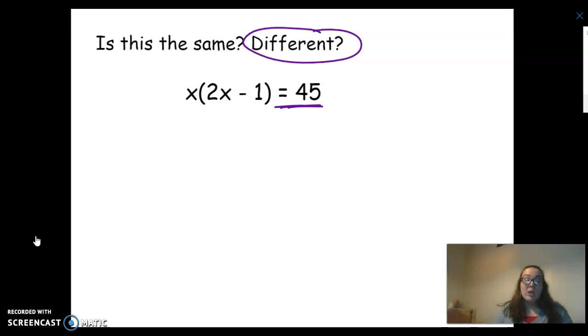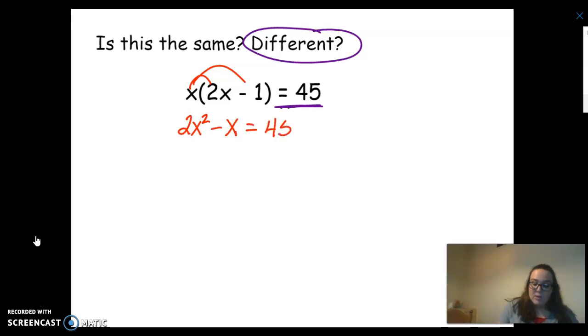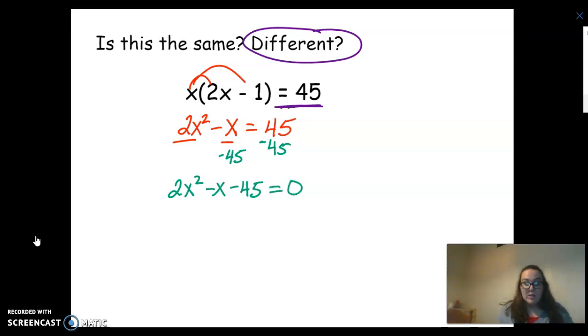Okay, so here's how we go about this question. I want to first distribute so that we have this, 2x squared minus x equals 45. Now we talked a little bit, and I'll talk more later, but if I have an x squared in the problem and an x in the problem, probably means I need to factor. So, subtract the 45, 2x squared minus x minus 45 equals 0.